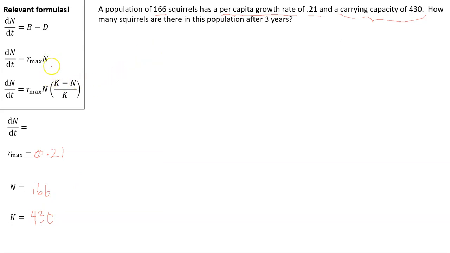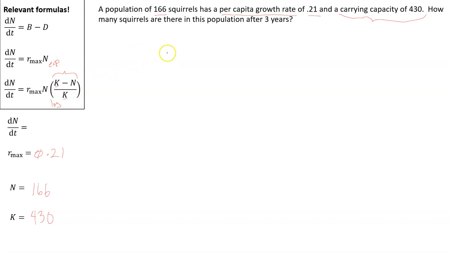Okay, so if you take a look at these formulas, the exponential growth formula, which is right here, this is exponential growth. This below it here is logistic growth. You see some things that are very similar. You should. dN/dt, r max, and these are all the same. The only difference is we have this little modifier out here, which helps to account for the fact that our population can only grow so large.